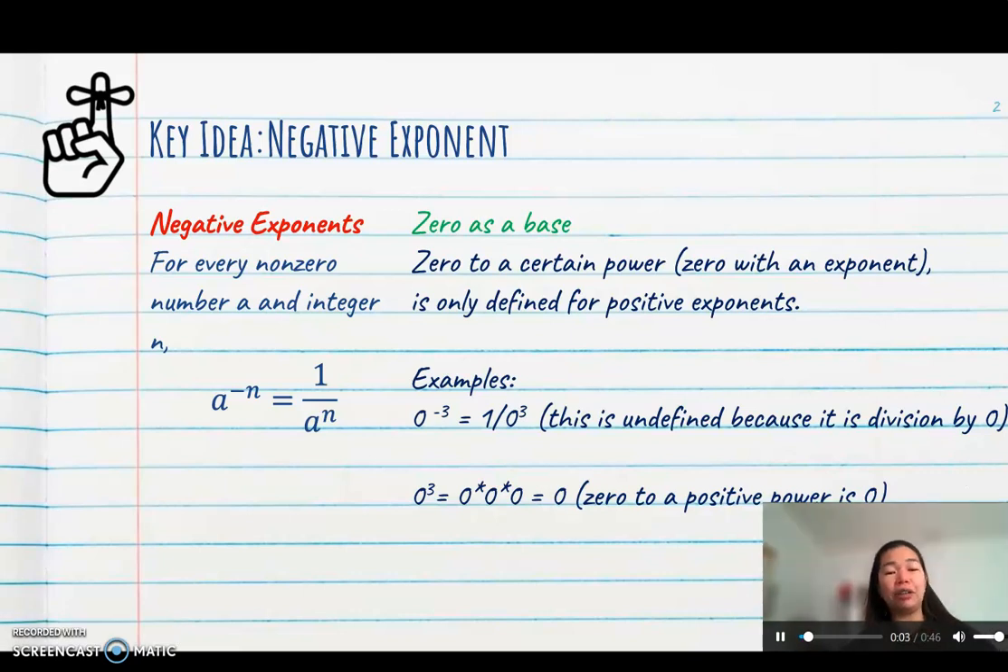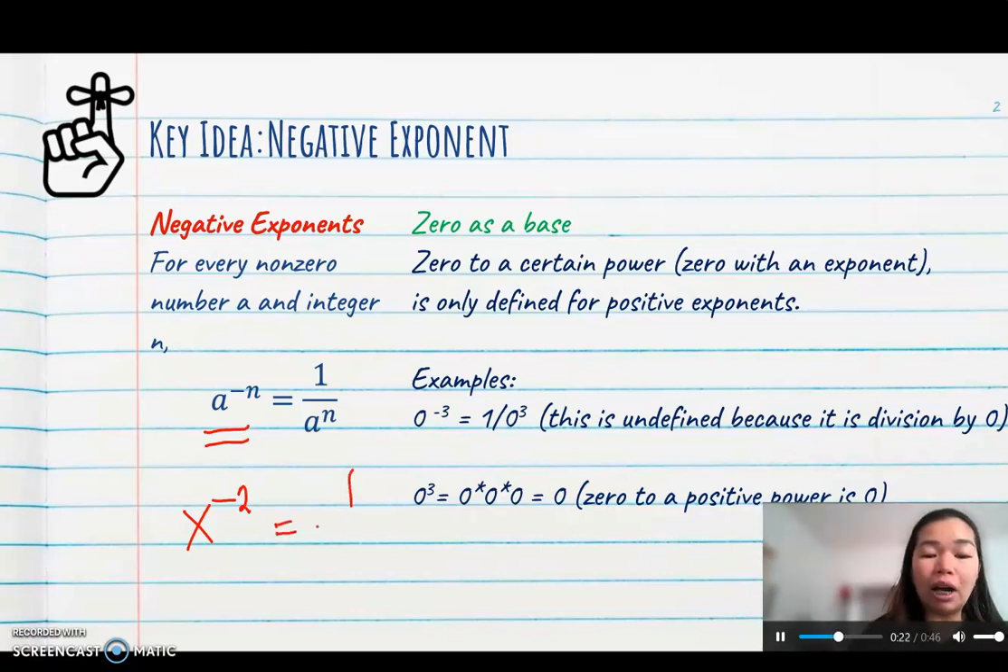For every non-zero number a and integer n, a raised to the power of negative n will equal 1 over a to the n power. So for example, we have x raised to the power of negative 2. If it is a negative exponent, it will be equal to 1 over x squared. So it is now a positive exponent, but it's in the denominator.